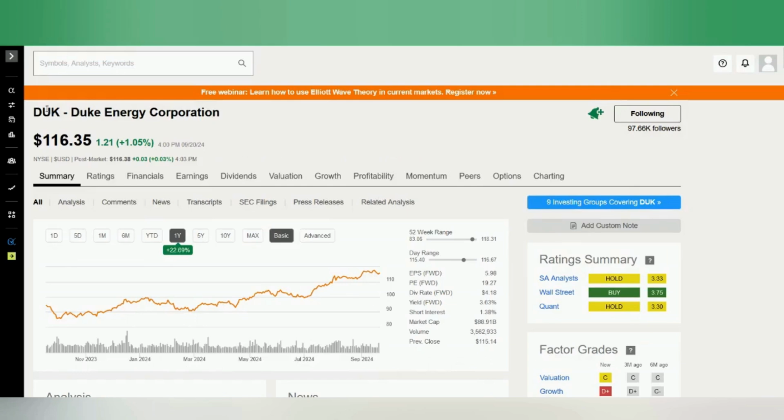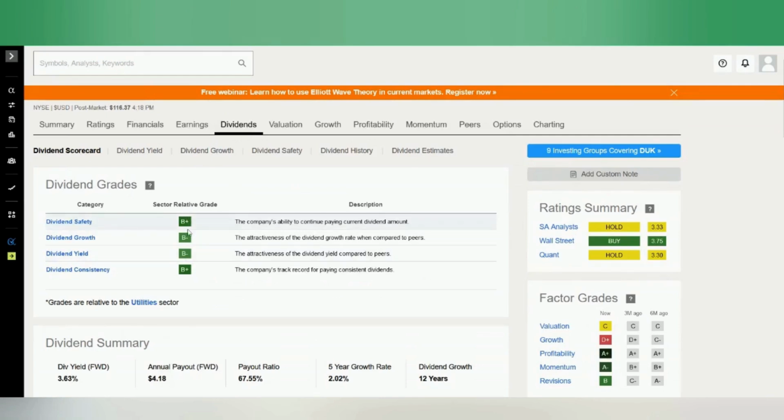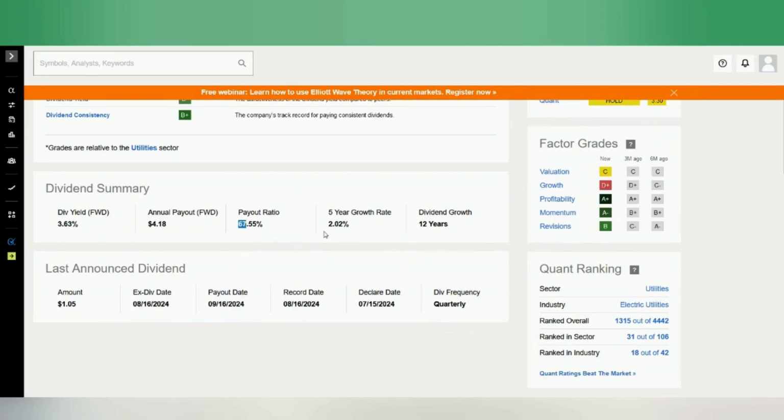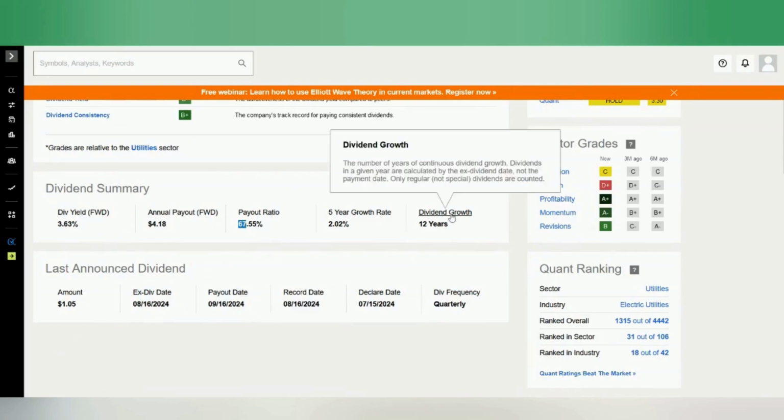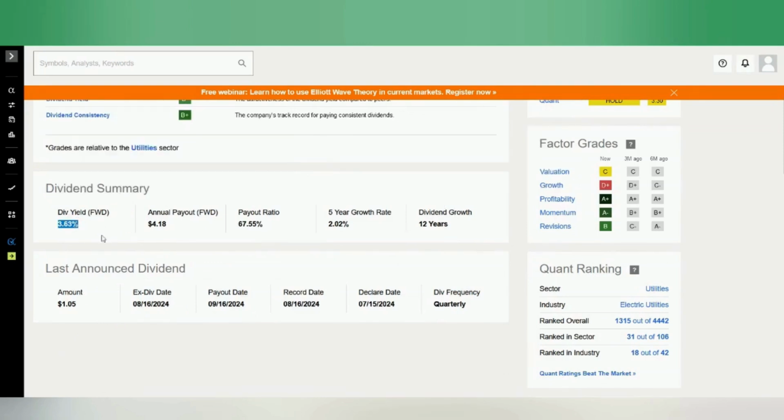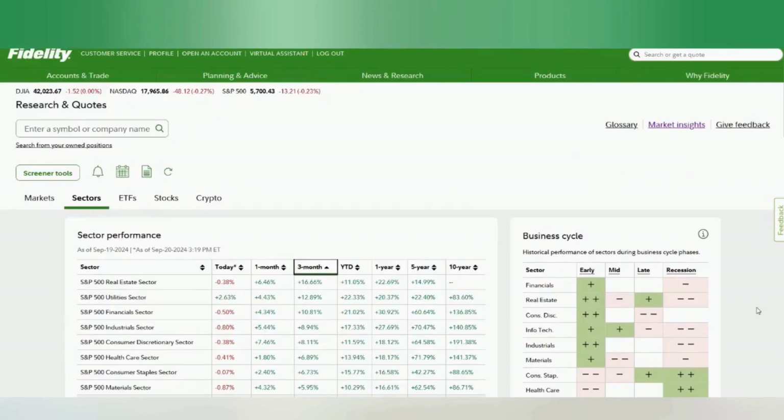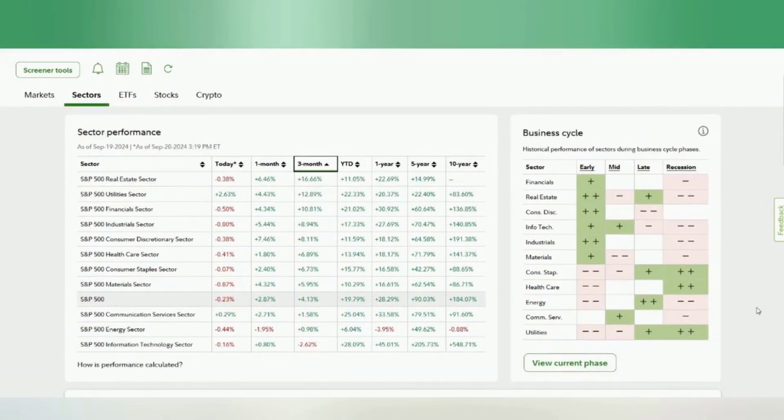Now, you know I always want to go to Seeking Alpha and take a look at what they have on Duke as well. And so here we can see good ratings for dividend safety, growth, etc. Payout ratio of 67%, 12 years dividend growth, and a pretty average dividend yield. And so, I know not everybody has a Fidelity account, but I do know that most brokerages have sector analysis like this, and the ability to drill down and take a look at what companies start to pop up.